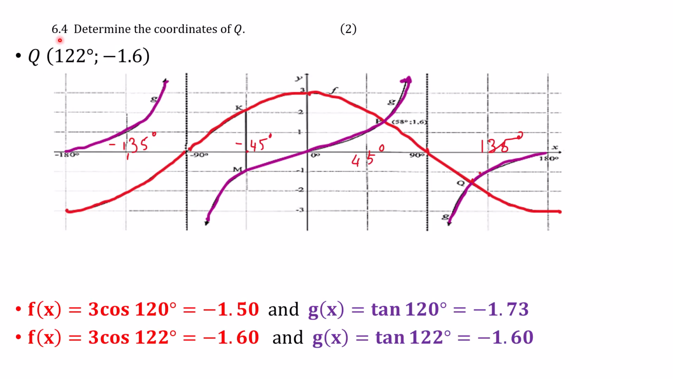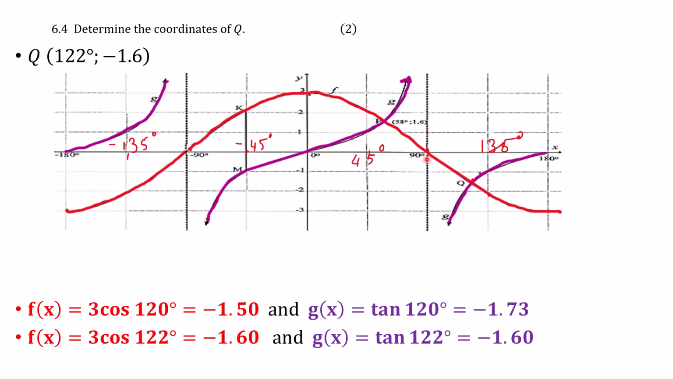Let's look at the next. 6.4. Determine the coordinates of Q. So Q in short, your memo, and this is what we normally do, just says 122 and negative 1,6. There you see the point P was 58 and negative 1,6. Right? Or 1,6. So 1,6 and negative 1,6 there. If we reflect, what we're looking at is, can you find two values that go into the cos graph and the tan graph that gives me the same answer?